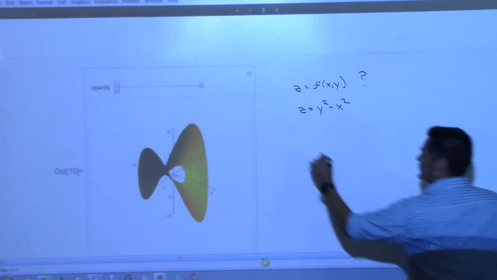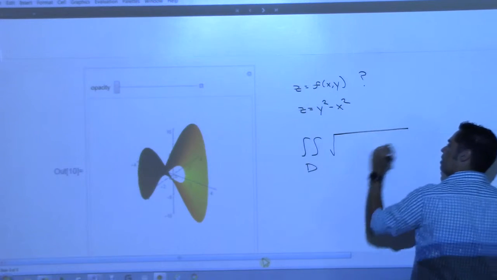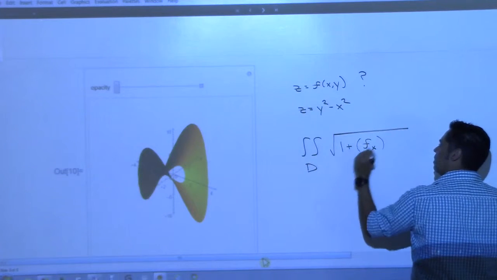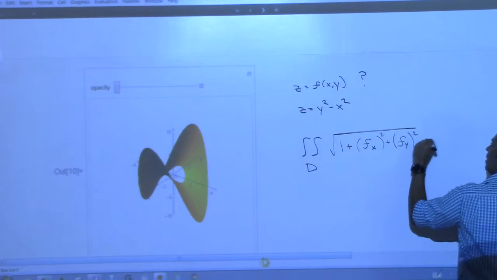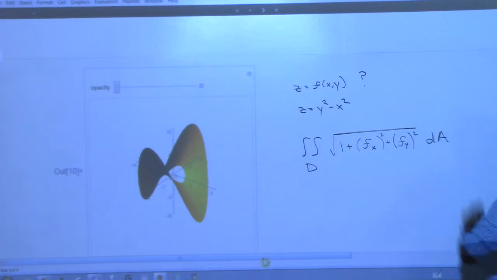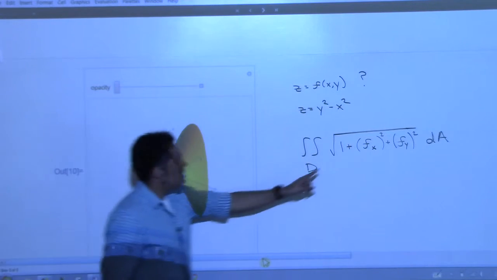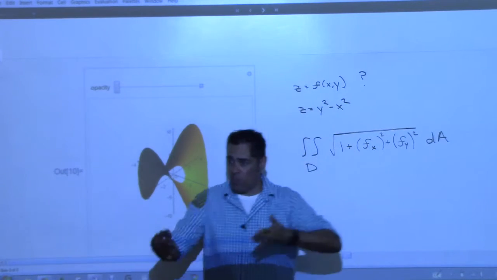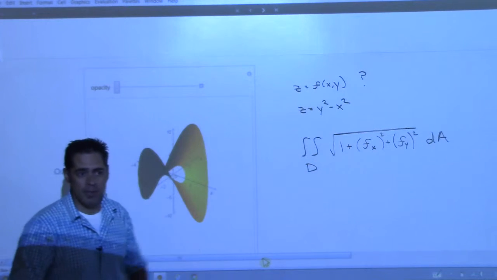The formula is the double integral over D of the square root of 1 plus the partial of f with respect to x squared plus the partial of f with respect to y squared dA, with respect to area. So notice that I'm not using partial of f with respect to u and partial of f with respect to v, because I'm going to leave x and y as x and y. So instead of switching over to u and v, I just leave it as x and y. So the formula changes a little bit.